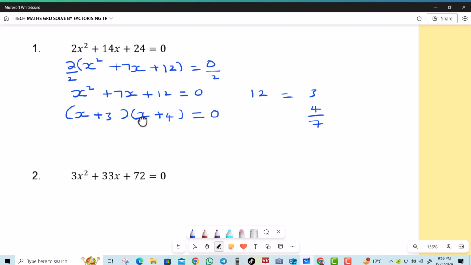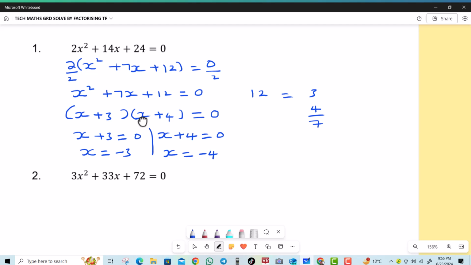So it means I'm going to say either x plus 3 equals 0, which gives x equals negative 3, or we can also say x plus 4 equals 0, which gives us x equals negative 4. So those are the answers here.